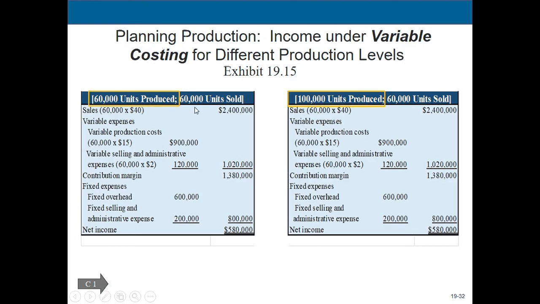So on this one, again, 60,000 units produced, 60,000 units sold, 580,000. This is under variable costing. Again, it never makes a difference between variable costing and absorption when they're equal. But now under variable costing, with 100,000 units produced and 60,000 units sold, you get the exact same number, which is why you want to use variable costing to evaluate management's production performance, and that's why we do it.